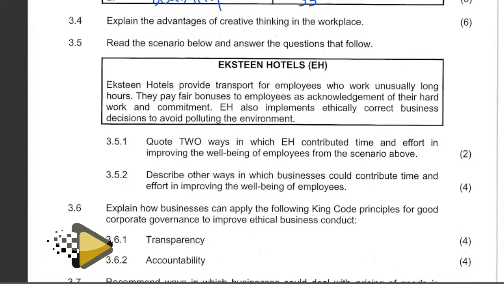So now if we check the allocation of marks, we have 6 marks. So what is the expectation? The expectation is to come up with 3 points. Okay, right. So now the moment the business applies creative thinking, or allows creative thinking, it means that complex business problems may be easily solved. Also this improves motivation amongst staff members. So the moment staff members are now motivated, then unique solutions are going to be generated.